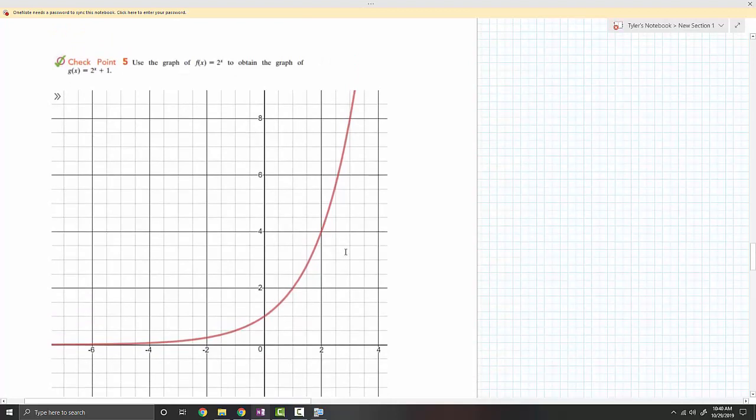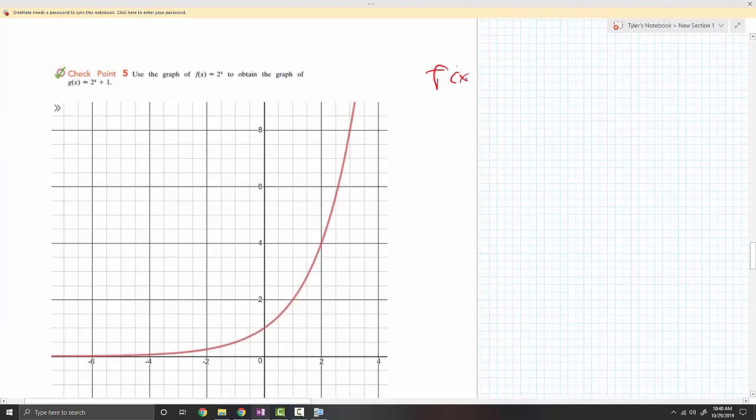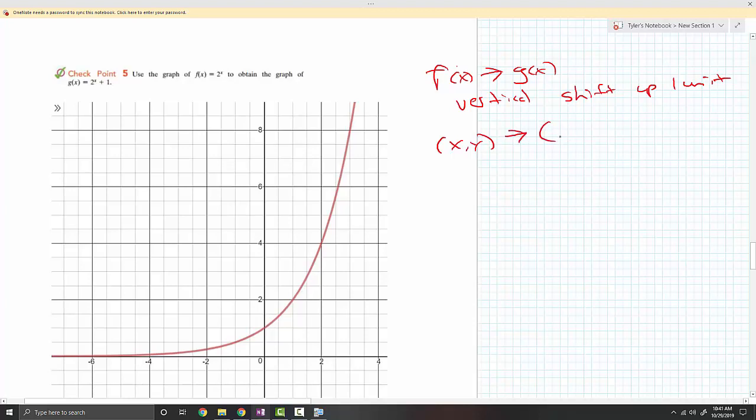So then this next one, you should be able to notice what's going on between these two graphs. f of x equals 2 to the x versus g of x equals 2 to the x plus 1. We're adding 1 to the y coordinate in this graph. So it's going to be a vertical shift up 1 unit. So from f of x to g of x, we have a vertical shift up 1 unit. So a general point x, y in f of x is going to become the point x comma y plus 1 in g of x. Just like before. So each of these points, like this point, is going to get shifted up one unit.